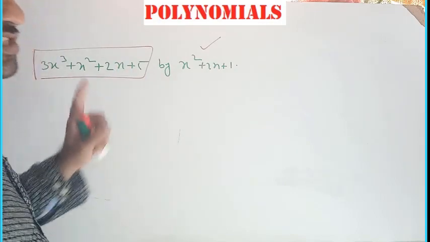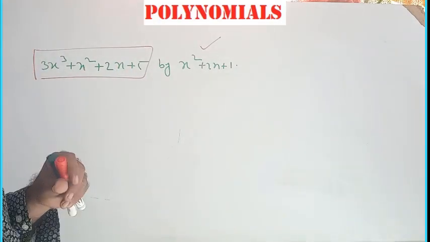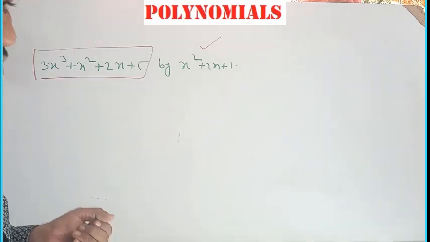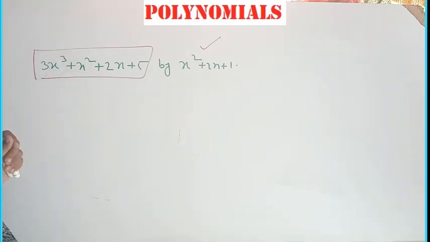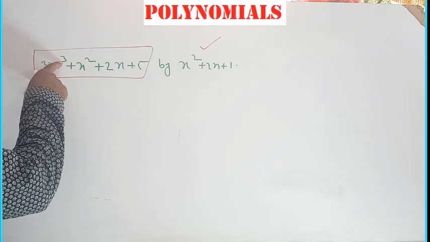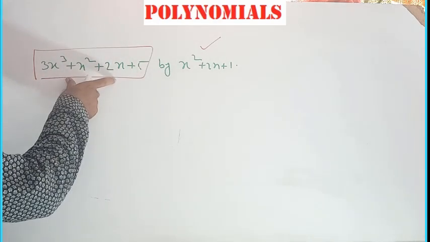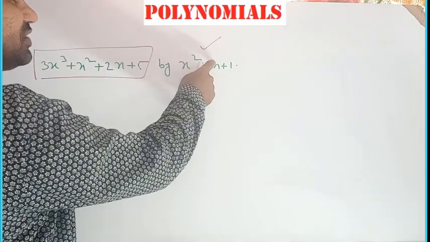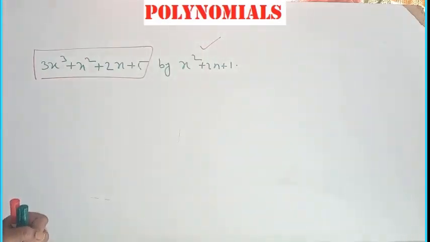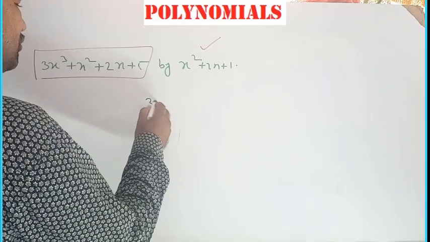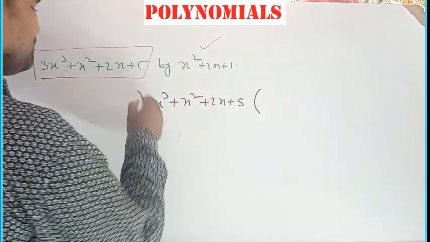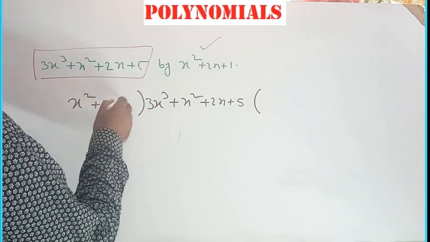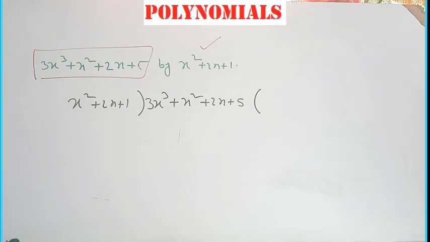Step 1. First of all, you need to arrange dividend and divisor in standard form. Standard form means the powers of the terms should be written in descending order or ascending order of magnitude. Third degree term first, second degree term, first degree term, constant. Okay, this is given in order. Second degree, first degree, constant. Divisor and dividend are given in standard order. Otherwise, we need to convert. So here 3x cube plus x square plus 2x plus 5 is dividend. Divisor is x square plus 2x plus 1. Now I am dividing.